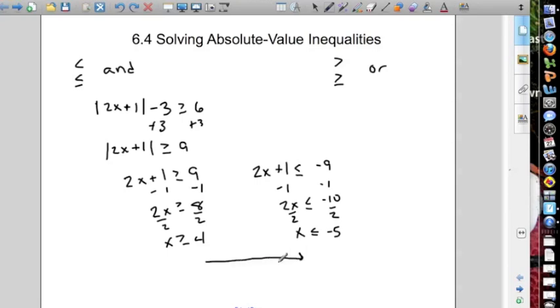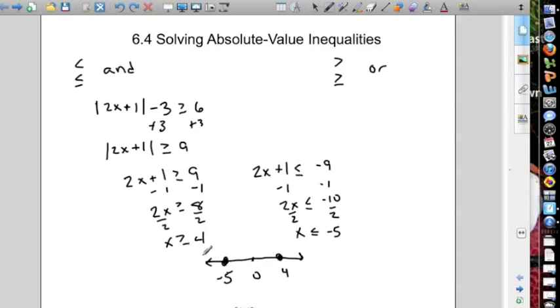Now as I graph this, look at my two key points. I've got this point over here, that's at 4. I've got this over here, that's at negative 5. I always like to put a number that's in the middle somewhere, just to kind of give an idea of where the number line is. Notice that this is greater than or equal to, this is less than or equal to, so both circles are going to be filled in.